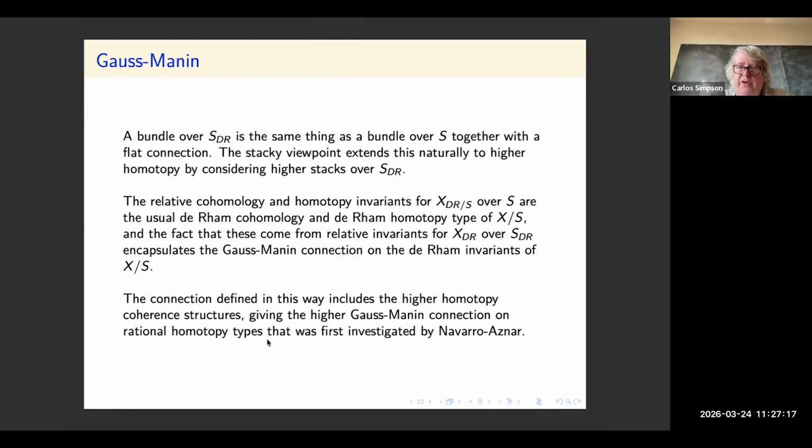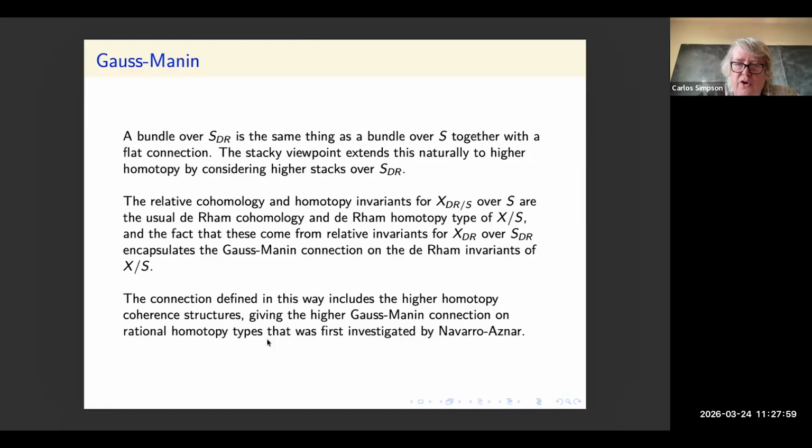Now, what's a bundle over the de Rham stack? It's the same thing as a bundle over S together with a flat connection. Because if we go back to the picture, the infinitesimally nearby points are connected together. That tells you that if you have a bundle, you're supposed to have identifications between the fibers over infinitesimally near points, and that's exactly a flat connection. Then instead of looking at just bundles over S, we could look at higher stacks over S de Rham. And this stacky viewpoint gives us exactly the concept of a higher flat connection over S, basically.